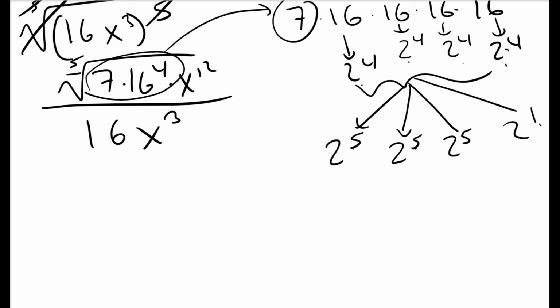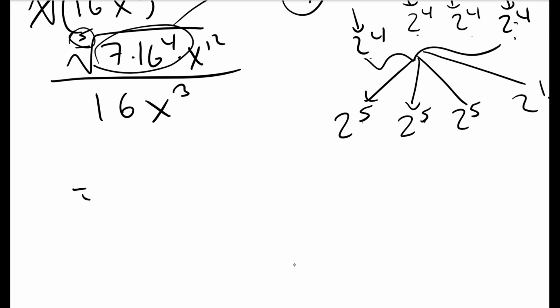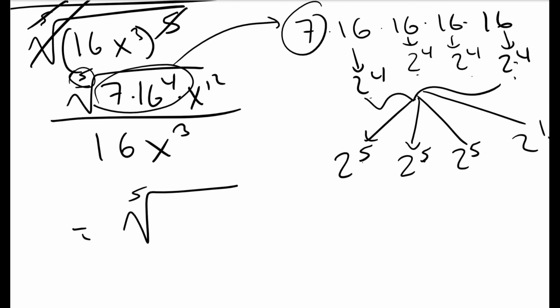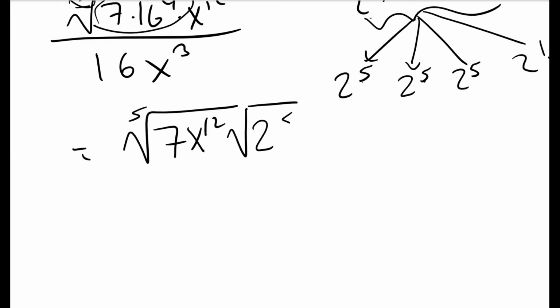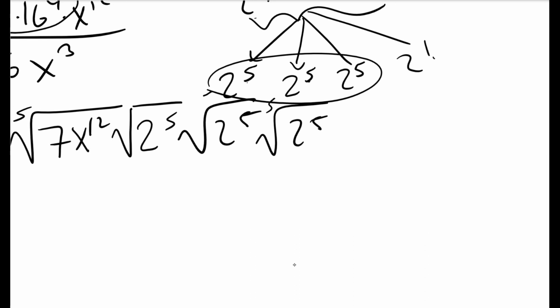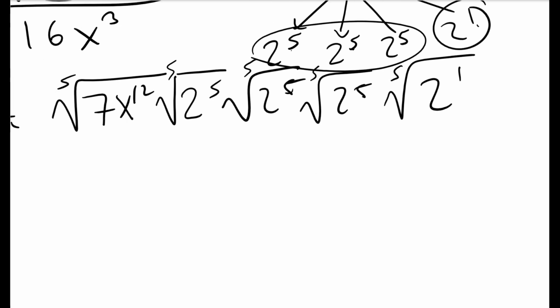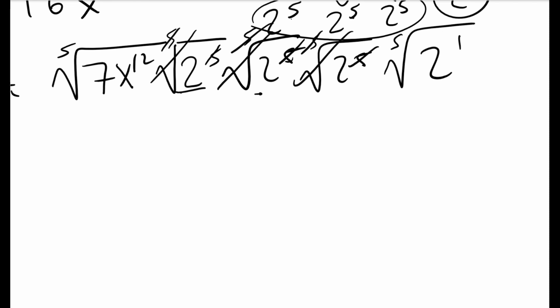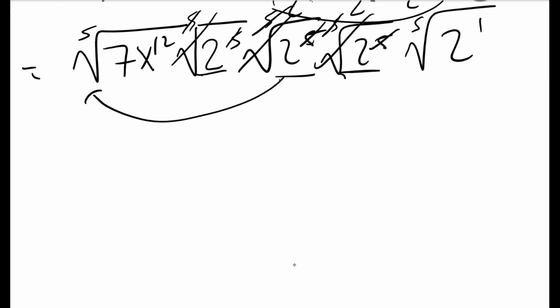Okay, why do I do it that way? Well, because I have a 5th root. So I can now simplify this and say, this is the 5th root of 7. I'm going to leave the x alone for now. I'm going to get to the x later. The 2 to the 5th power, the 2 to the 5th power, the 2 to the 5th power, I'm talking about these three here, each has a 5th root, and then a 5th root of 2 to the 1 power, this guy here. Now these cancel out. So we got 2 times 2 times 2, which is 8. So I'm going to bring that over to the side here: 8 times the 5th root of 7.